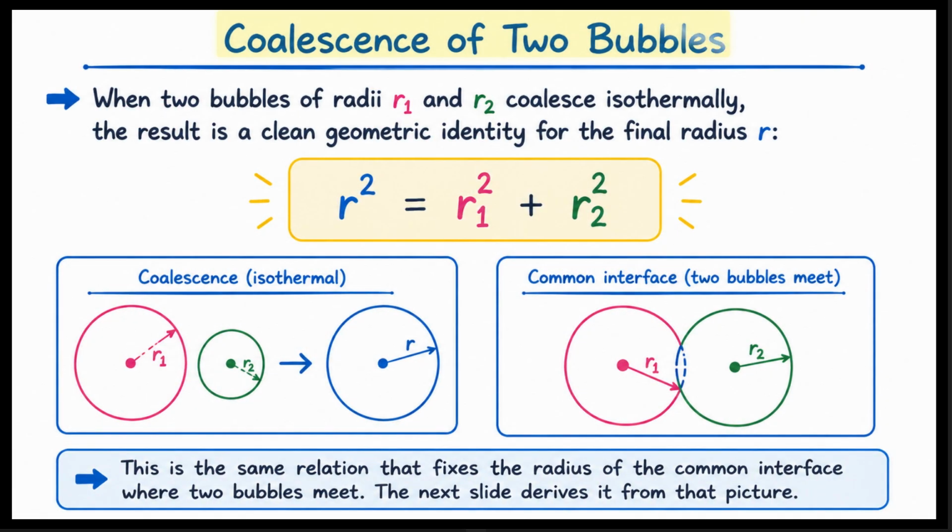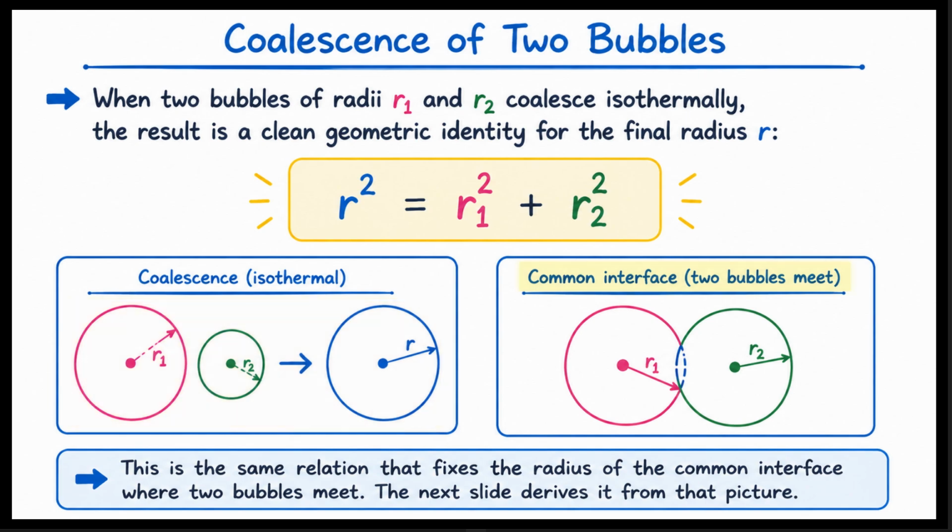This slide explores the coalescence of two bubbles. When two bubbles of radii r1 and r2 coalesce isothermally to form a single bubble of radius r, we get a clean geometric identity: r squared equals r1 squared plus r2 squared. In the diagram on the bottom left, we see this process visualized as a pink bubble of radius r1 and a green bubble of radius r2 combine into a final blue bubble of radius r.